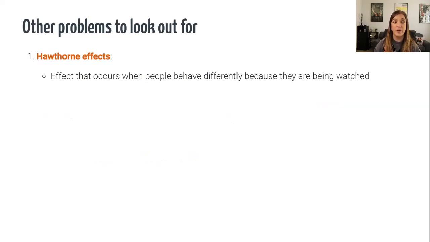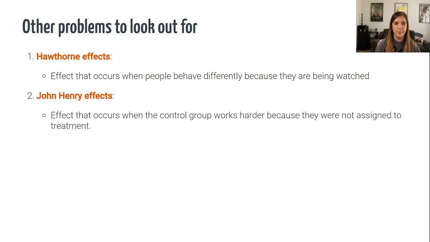Other problems that are important to look out for are Hawthorne effects, for instance. This doesn't come up that often, but depending on the experiment that you're running, it is something to look out for. Hawthorne effects are effects that occur when people behave differently because they're being watched. So, just because you are conducting an experiment, people change their behavior. This would be a problem for the generalizability of your results.